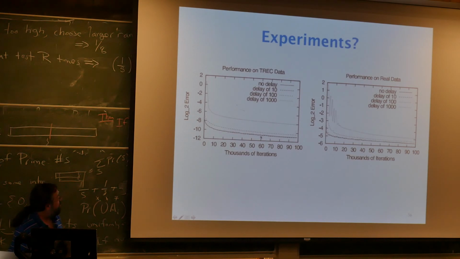And you start seeing noticeably slower convergence when you make that delay larger. So this is 100, and this is 1,000. Okay.